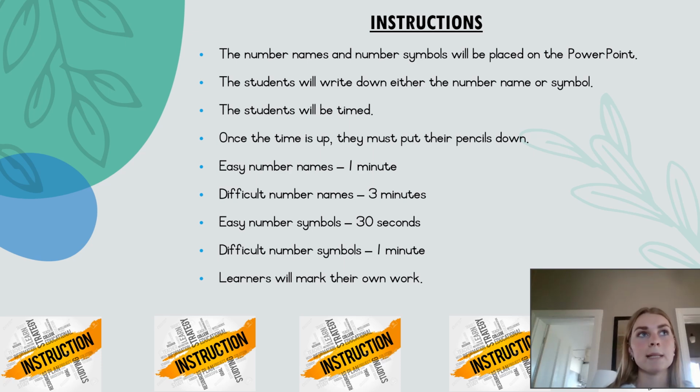The students will be timed. Depending on whether they're writing the number names or number symbols, the time will vary. If they're writing number symbols, the time will be shorter because it's easier and quicker to write. And if they're writing number names, the time will be a bit longer. So it says there, the easy number names will be 1 minute, the more difficult will be 3 minutes, the easy number symbols will be 30 seconds, and the more difficult number symbols will be 1 minute. And the learners will be allowed to mark their own work.